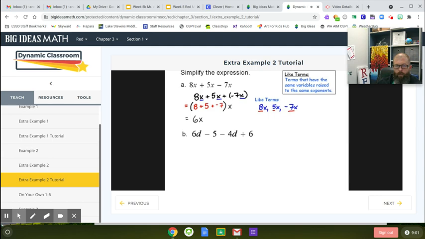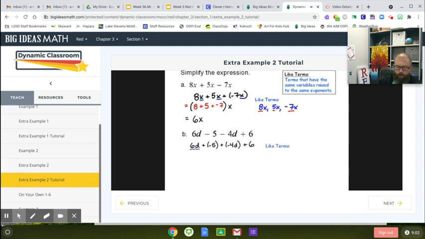Simplify the expression 6d minus 5 minus 4d plus 6. So again, we want to rewrite the expression replacing subtraction with adding the opposite. The expression is 6d plus negative 5 plus negative 4d plus 6. Now we can identify the like terms.